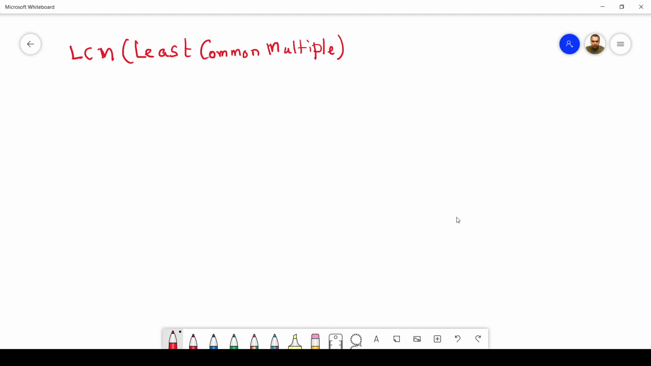So here we learn about this topic called least common multiple, or LCM. In the last video, we discussed multiples, factors and HCF. We have already learned about multiples. A multiple means a number which can be divided by another number. If a number is divided by another number, then that first number is a multiple of the second number.